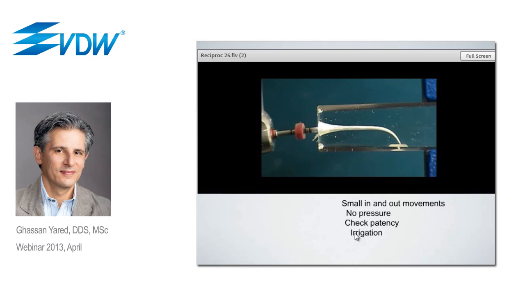Now when you use the Reciproc instruments, you can also use the instrument in a brushing movement. The brushing can be done at the beginning of the canal preparation to obtain a straight line axis, or it can be done during the canal preparation or at the end of the canal preparation to have a greater taper.